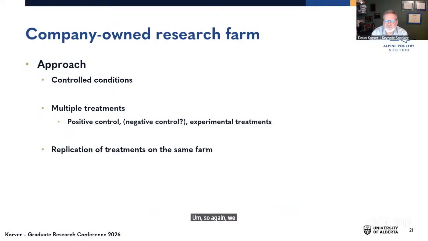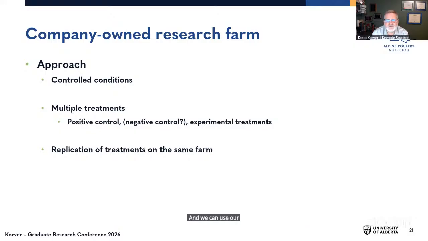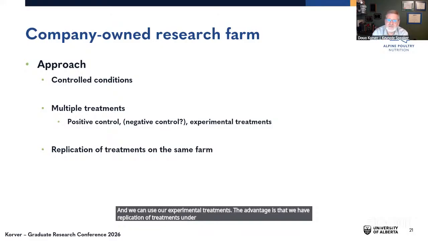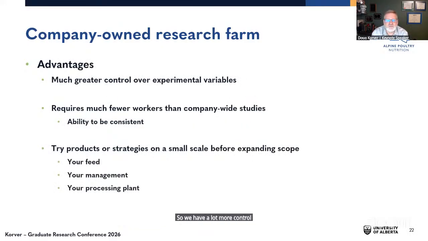So again, we can have controlled conditions to a certain extent. We can have positive control. We're more likely to be able to have a negative control, although again, this is difficult. And we can use our experimental treatments. And the advantage is that we have replication of treatments under the same environmental conditions. So we have a lot more control over variables.